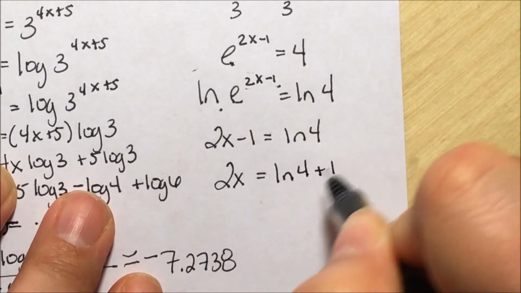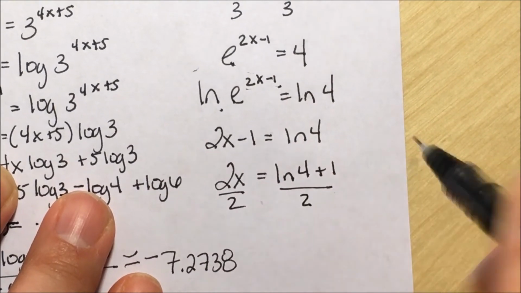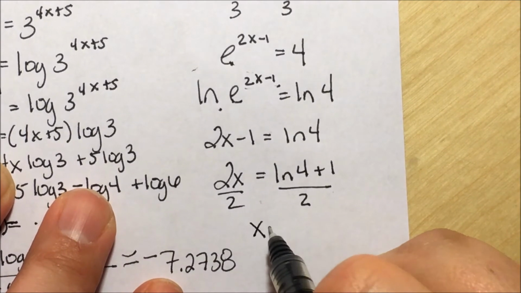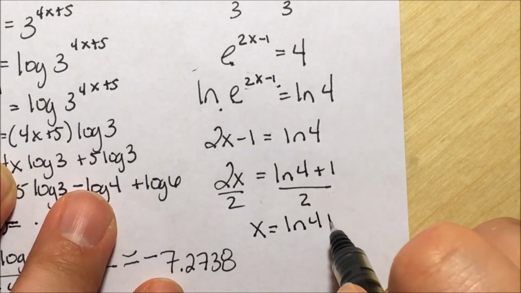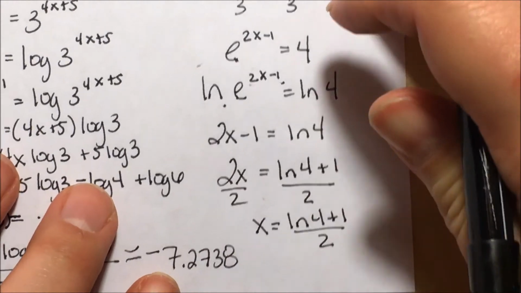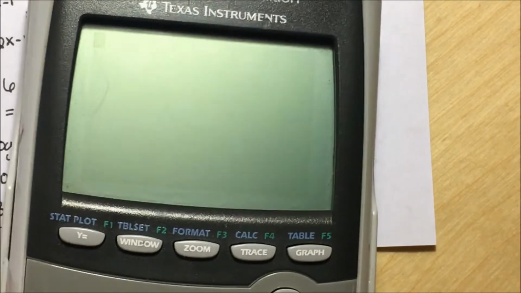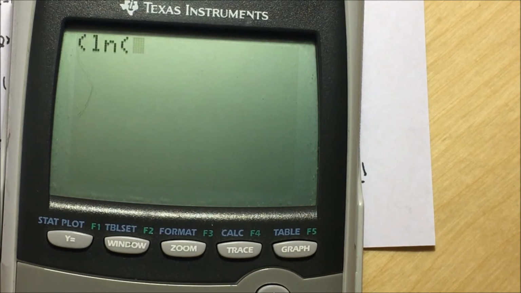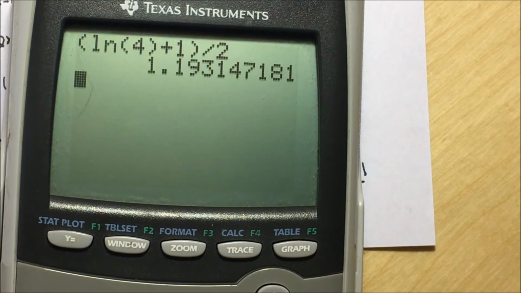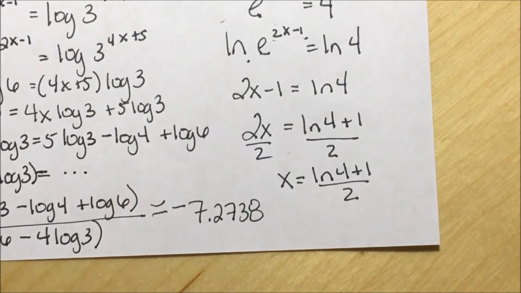So as you can see, it's way easier if the base of your exponential equation matches a base of a log that we like to use in our calculator. All right, so now just typing all of that in. We've got natural log, which is the button right beneath log, plus 1 divided by 2, about 1.1931.